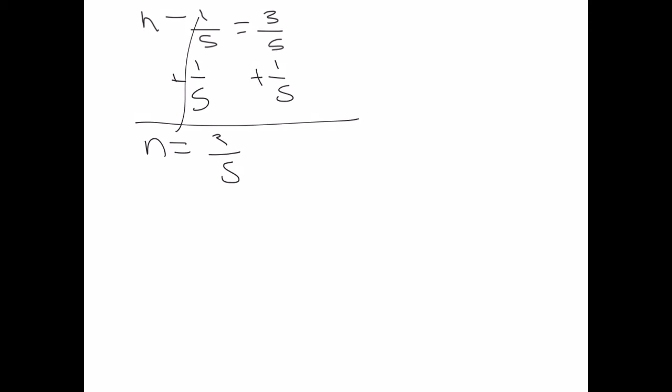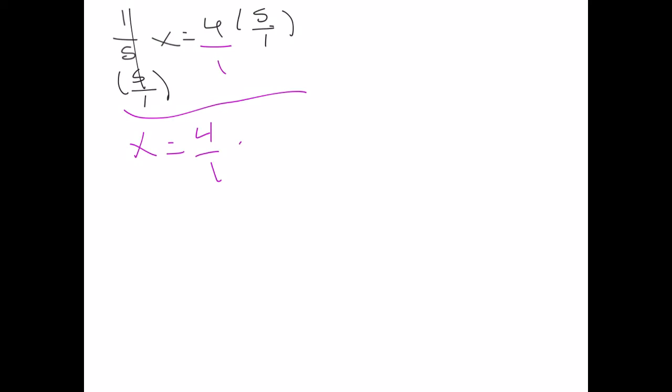For this one, what you're going to have to do is add 1/5 to both sides. This one cancels out because they equal the same thing. So next you have to show your work. It should be 3/5 plus 1/5, which equals 3 plus 1 over 5 is 4/5.